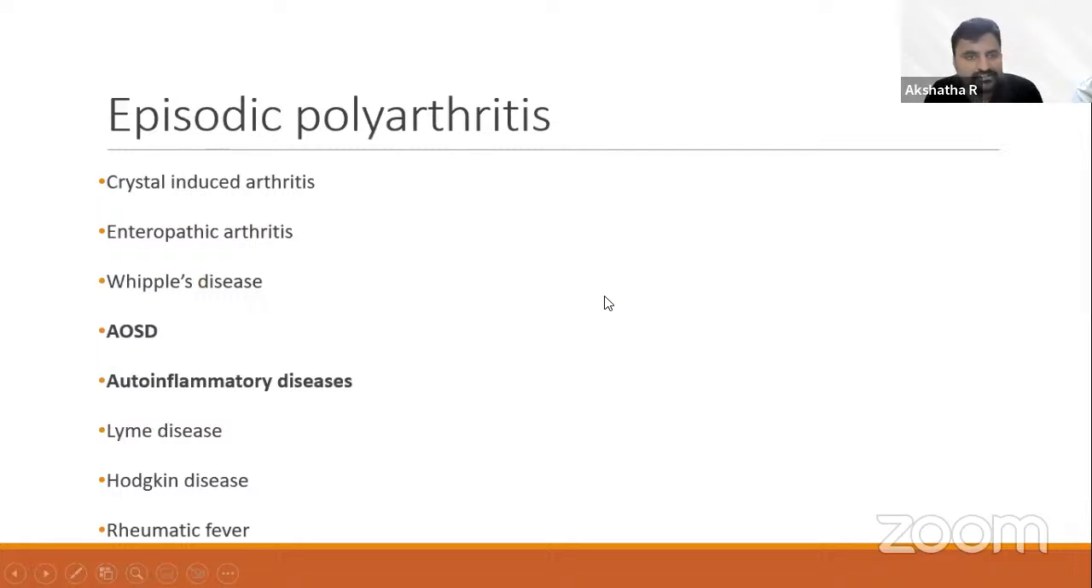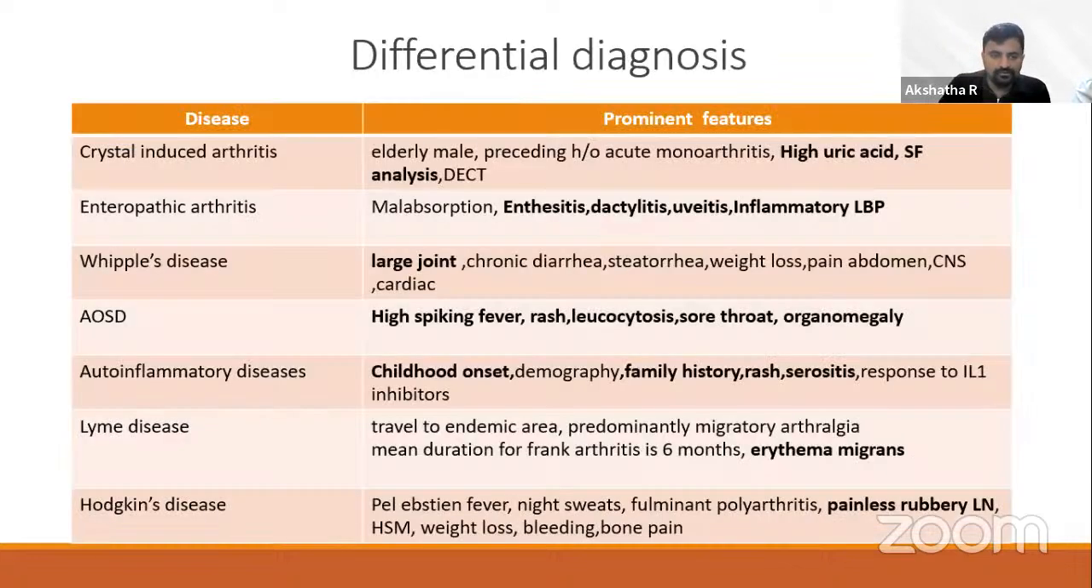So what are the differentials for episodic polyarthritis? It can be crystal-induced arthritis, it can be enteropathic arthritis, adult-onset Still disease, which we discussed previously, Lyme disease, Hodgkin's disease, and rheumatic fever can all present with episodic polyarthritis. Other categories, autoinflammatory disease, where there is a defect in the innate immune pathway, we'll take up at some other time. So how do we differentiate all these diseases with episodic arthritis?